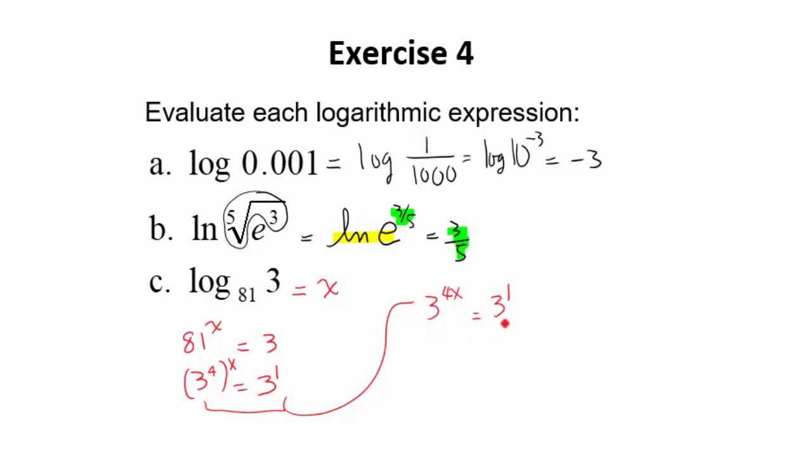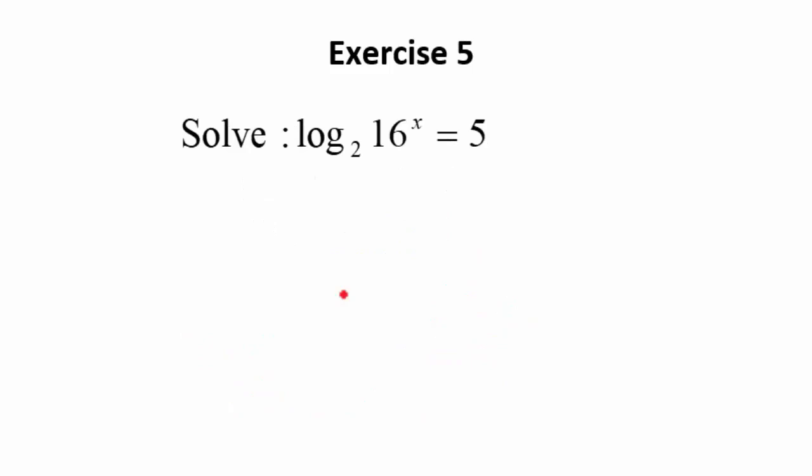And once you have same base, you can drop those and equate the exponents. So that's section 7.1. So 4x equal to 1. So therefore, if you divide both sides by 4, you get x equal to 1/4. Okay, which kind of makes sense because you're asking, what is the 4th root of 81? Because 81 raised to the 1/4, you get 3. Okay? All right, what about this one?